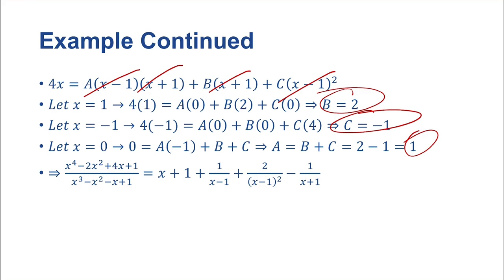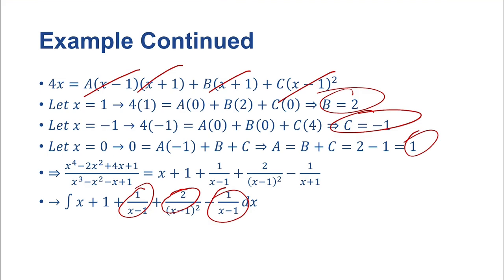All right, so now finally we are ready to perform an integration. We get the integral of x plus 1 over x minus 1 plus 2 over x minus 1 squared minus 1 over x plus 1. Okay, now you just need to perform maybe a quick u substitution for these. These are simple ln integrals, and these are simple monomial integrals.